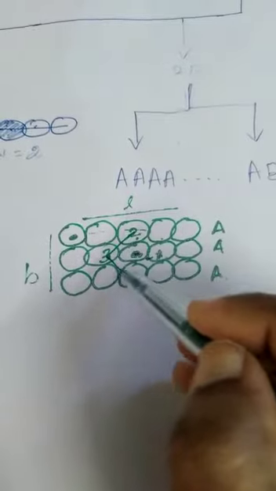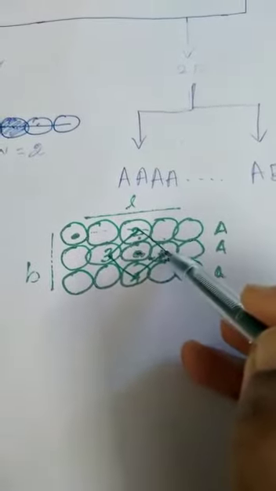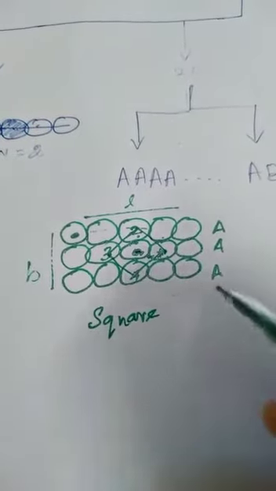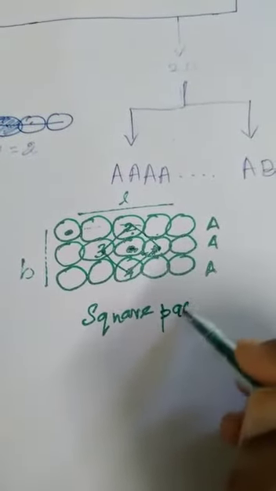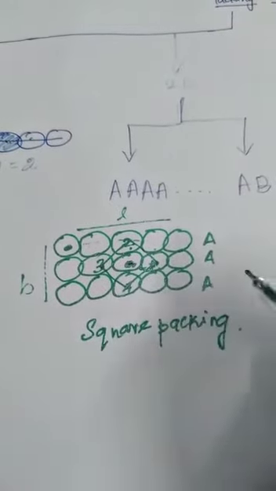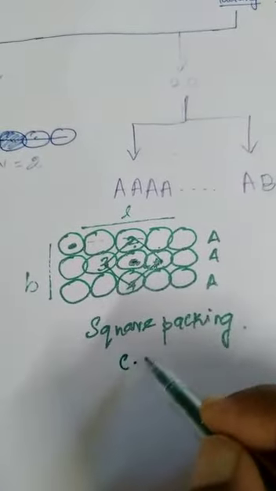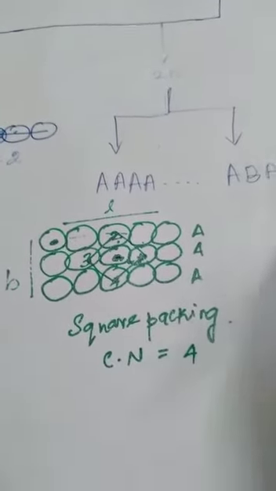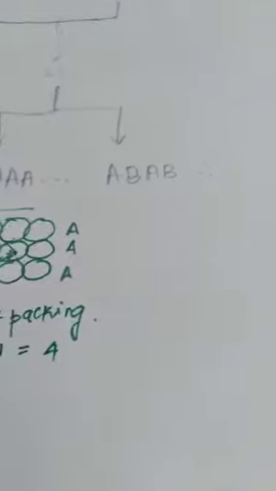So I'm just connecting these 4 other atoms. I'm getting a shape called a square. So you can call it a square packing. So in this AA type 2-dimensional arrangement, the atoms are arranged in a square packing. If I ask you the coordination number, you can say the coordination number of that is 4. Now let's see about the AB type packing.